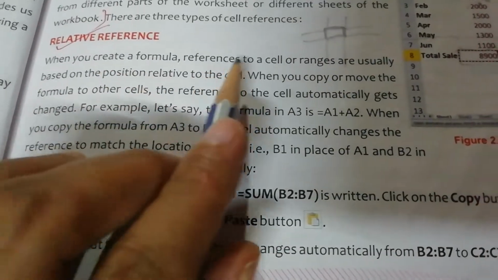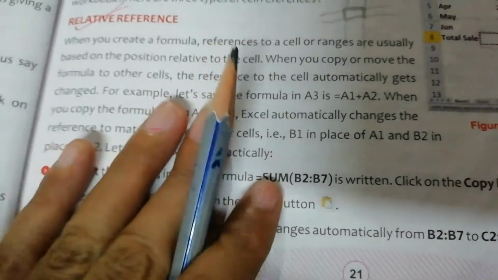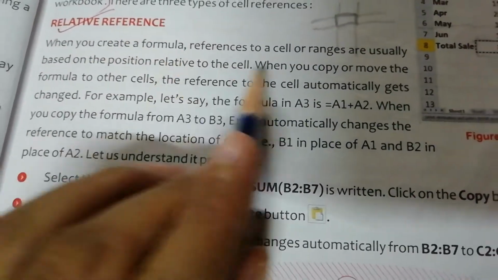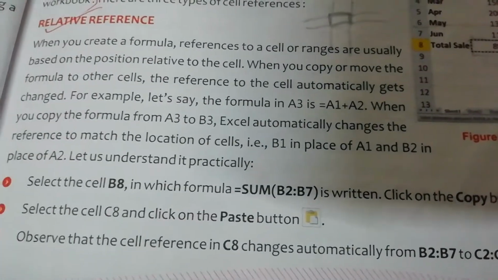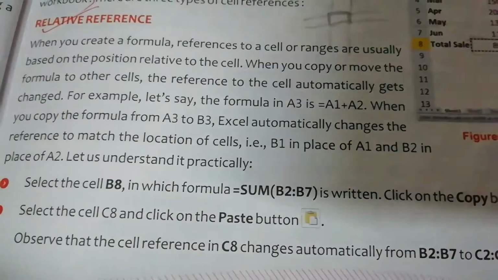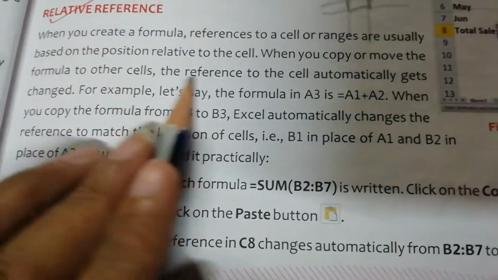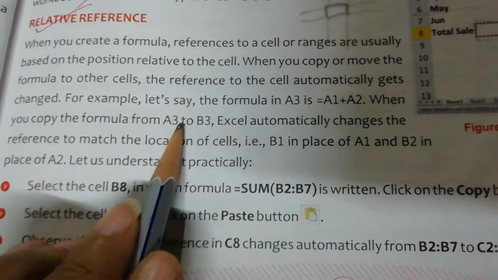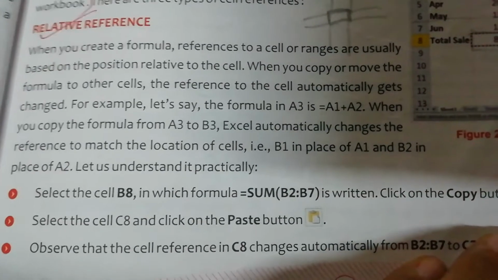When you create a formula, references to cells or ranges are usually based on the position relative to the cell. So basically what actually our concern is the position of the cell. When you copy or move the formula to another cell, like we have just done from B8 to C8, we have moved the formula. The reference to the cell automatically gets changed. For example, we have already done the example, so I hope you have cleared this point. So next, move to the absolute reference.